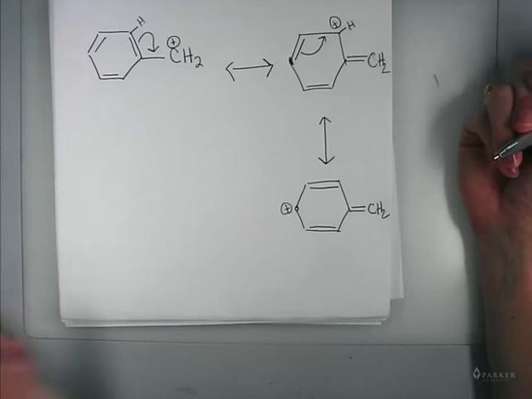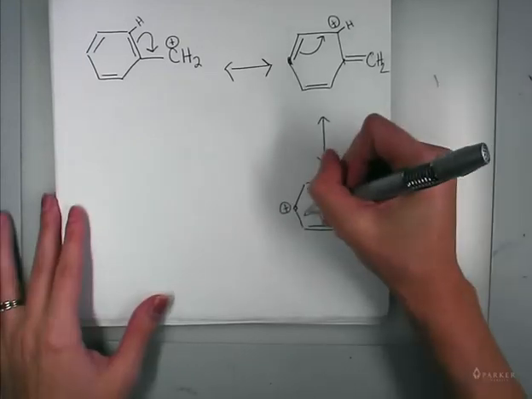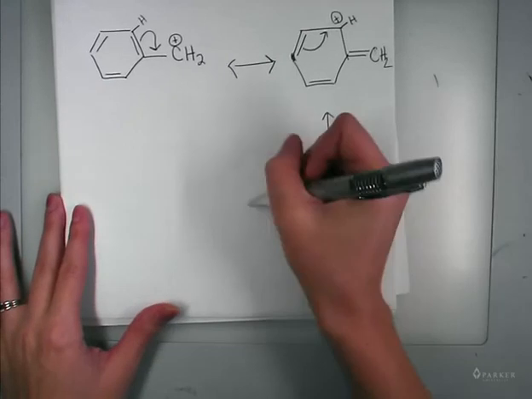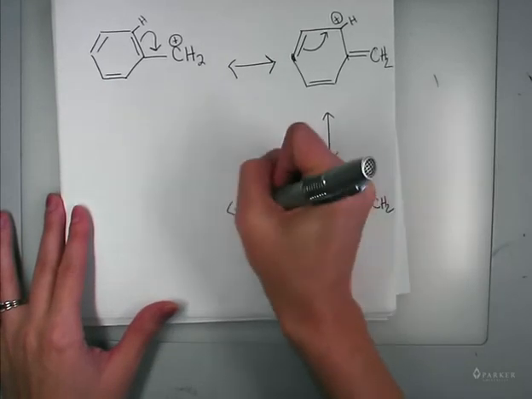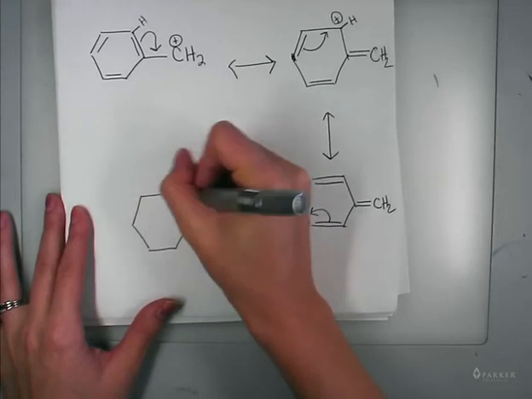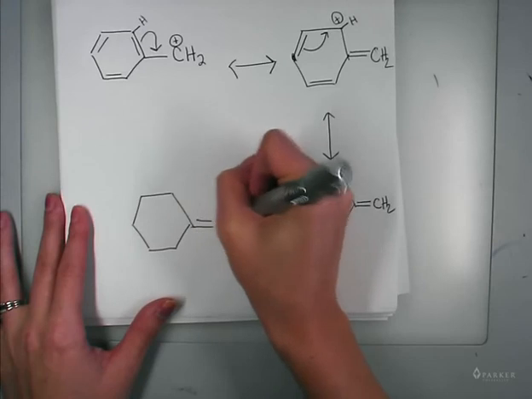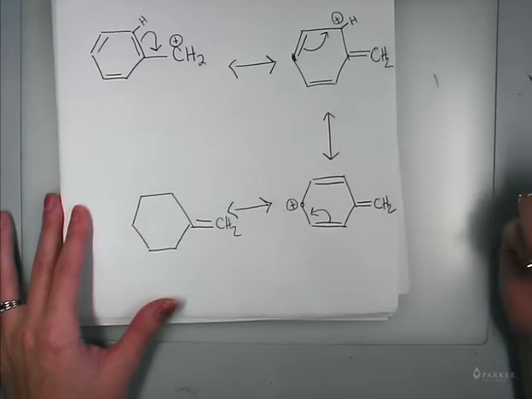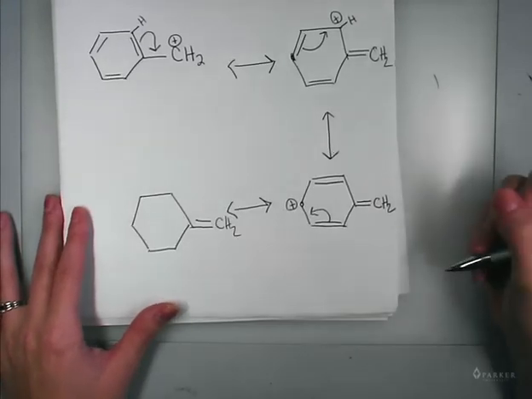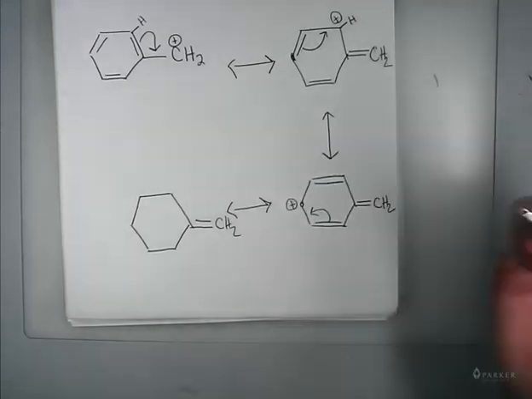Now can I move one more bond over? Right here? Usually with these on the exam, I'll say draw 3 resonance structures or draw 2 or something. So you know how many to draw, okay?